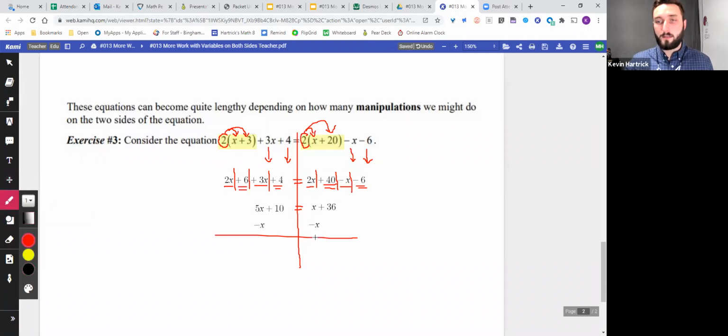Okay, and I'm going to pause here, and I would like you guys to finish this problem from here and find for me what x equals. Good luck. Let me know if you have any questions.